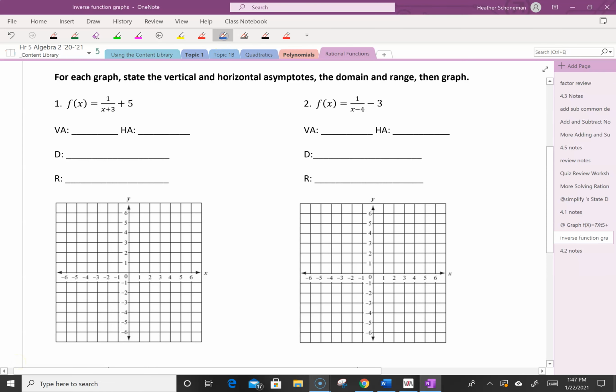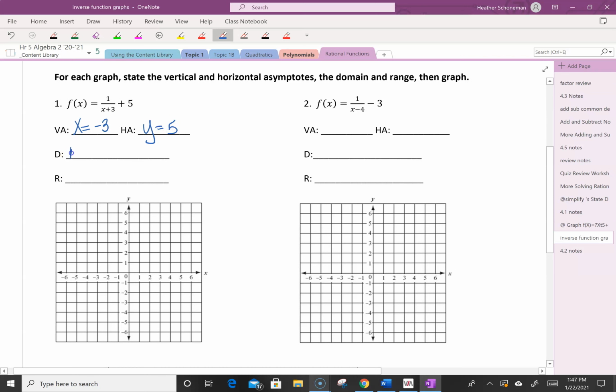Alright, in this video I'm just simply reviewing how we take an inverse function in standard form and use the shifts to be able to graph it. So first we need to find the vertical asymptote on number 1, so that's going to be whatever makes the bottom 0, so it's x equals negative 3. The horizontal asymptote is the number at the end, so it's y equals 5.